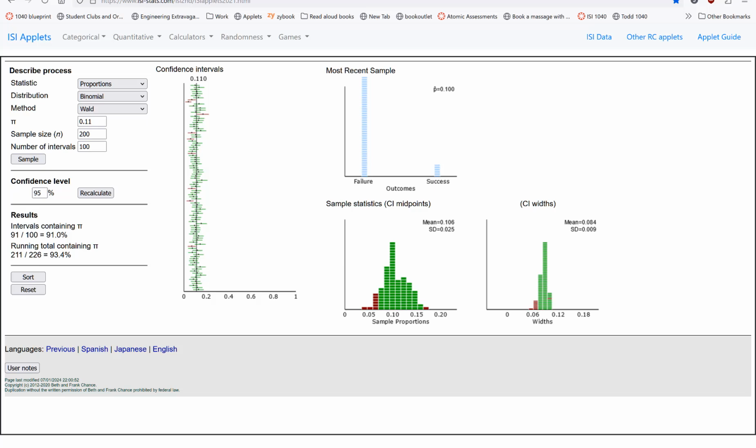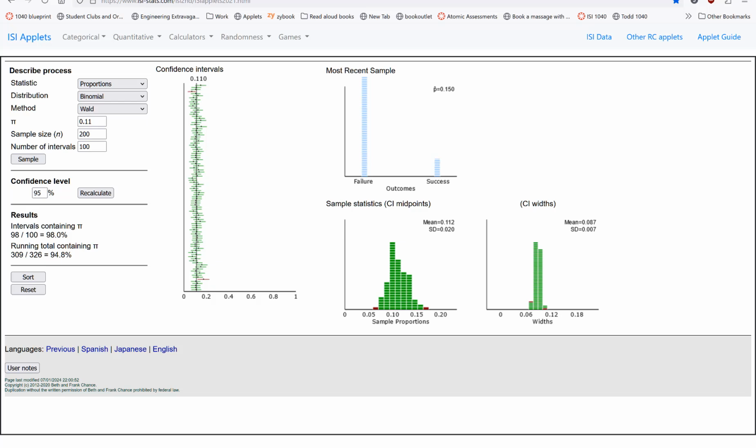For these 100 intervals, about 91% actually contained the population parameter. But look at my running total. My running total is 93.4%, so I'm kind of close to 95%. I think if I keep sampling, it will get closer and closer. Now if I look at another 100 intervals, this time there were only 2 that didn't work. So I had 98% of my confidence intervals contain my population parameter.